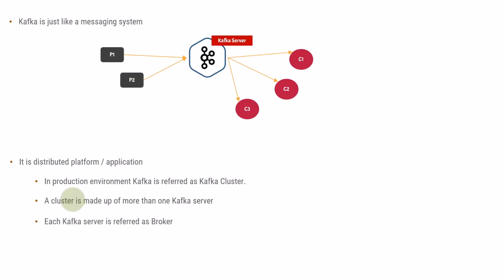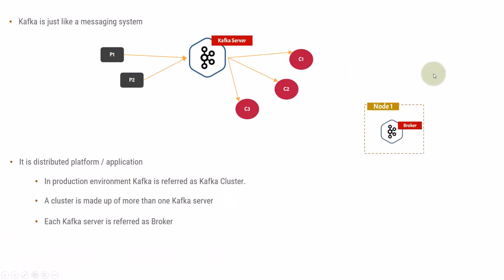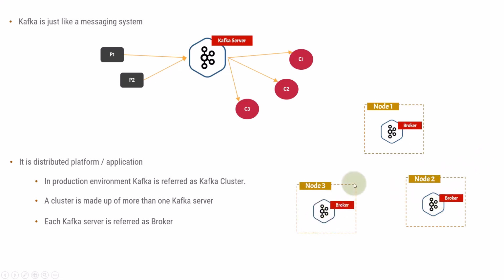Each Kafka server is referred to as a broker. So when you go into the production environment and you have multiple Kafka servers, each Kafka server is called a broker. Let's say there is node 1, an independent machine where one of the Kafka servers or Kafka brokers is running. There can be another machine, let's say in AWS in another region, and another in AWS in another region. Or you can have three independent physical machines on your system, or three different virtual machines where these brokers are running. On node 1, one broker is running, on node 2, one broker is running, and on node 3, another broker is running.